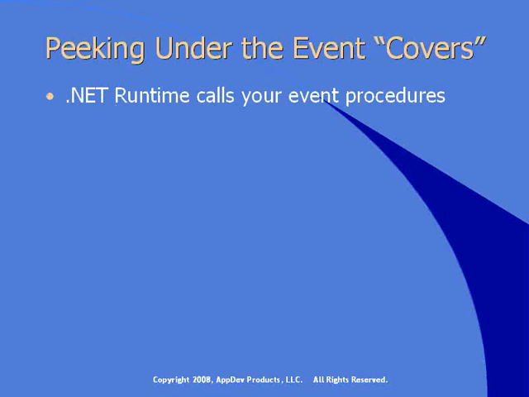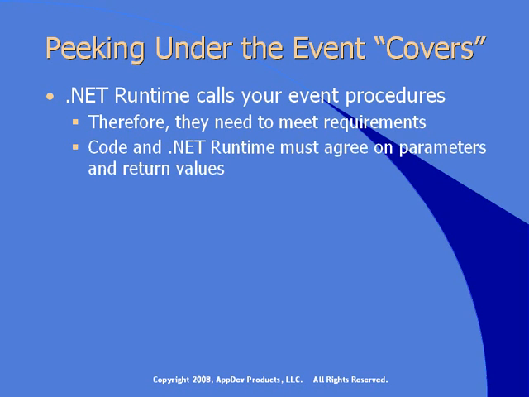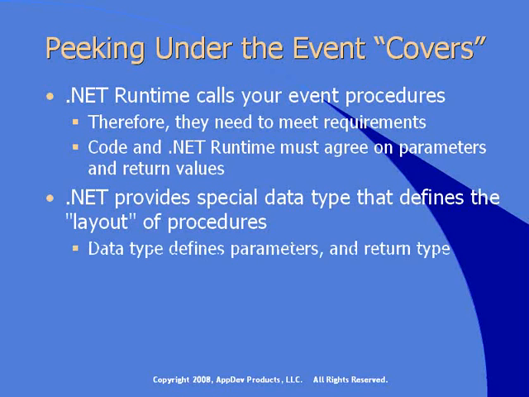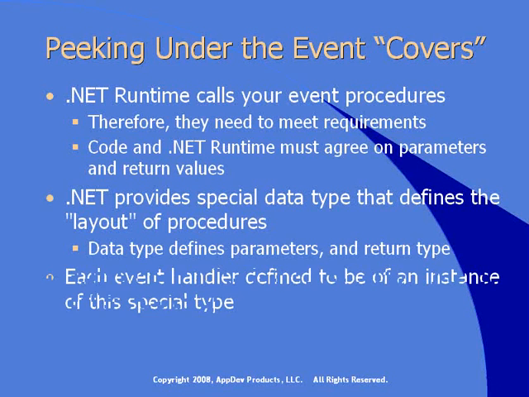Remember, at the appropriate time, the .NET Runtime calls your event procedures. Therefore, they need to meet certain requirements. The code and the .NET Runtime have to agree on the parameters and the return values for your event handlers. If they don't, the .NET Runtime can't call your event handler. .NET provides a special data type that defines the layout of a procedure, that is, the parameters and the return type. This data type defines the event handler type for each instance of your event handler.